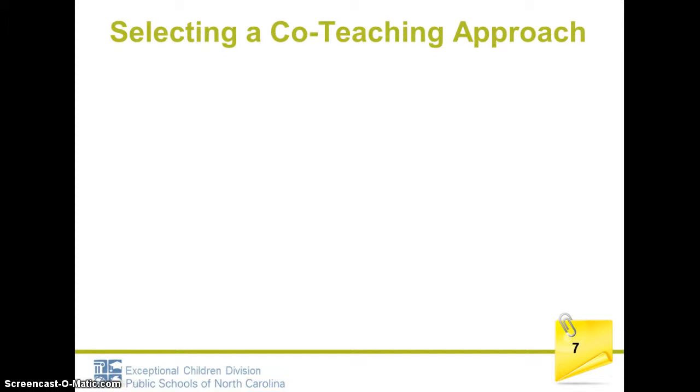The model chosen should depend on student characteristics and needs, teacher characteristics and needs, curriculum content and instructional strategies, and the environment. To keep co-teaching relationships and instructional arrangements fresh and effective, teachers should consider trying several of the approaches and altering their co-teaching methods regularly.